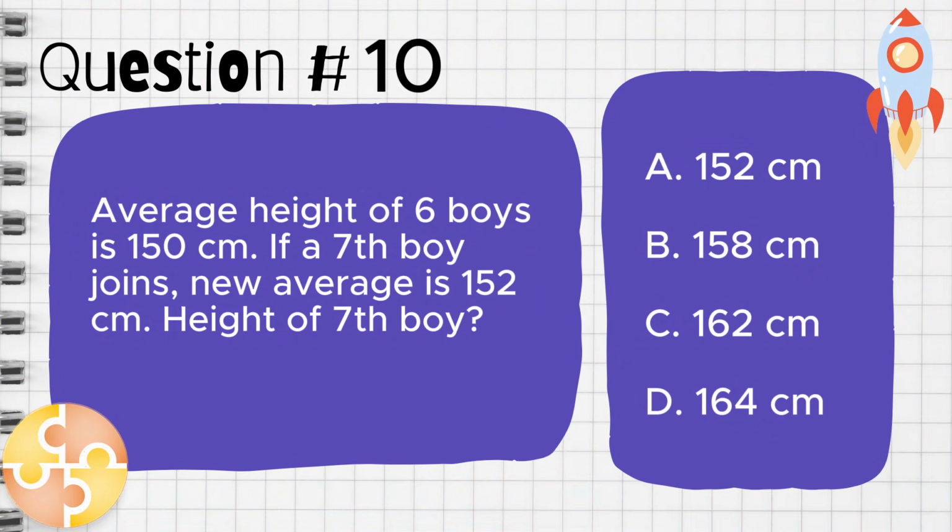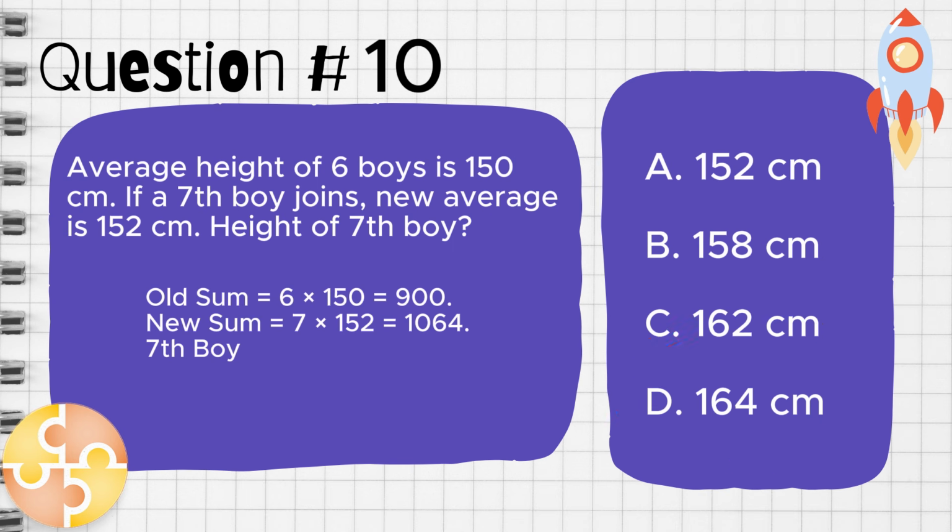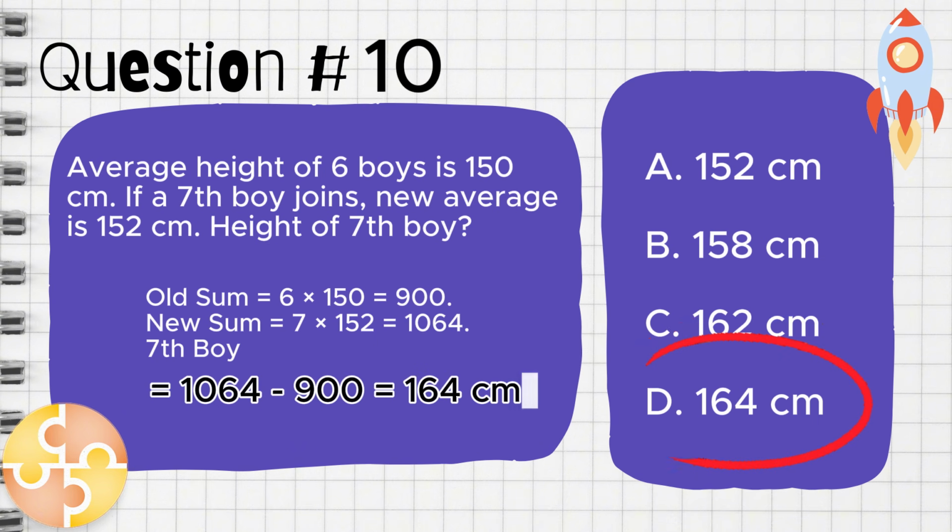Time's up. The correct option is D. 164 centimeters. Here's why: old sum equals 6 times 150, which is 900. New sum equals 7 times 152, which is 1,064. 7th boy equals 1,064 minus 900, which is 164 centimeters.